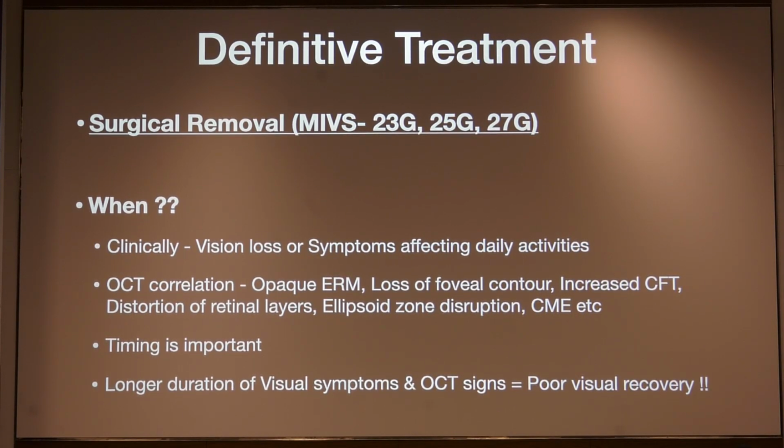Like I said, grade 3 and 4 are the ones. Features here would be an opaque ERM or maybe a loss of foveal contour. Ellipsoid zone disruption is a very important sign, increased foveal thickness, etc. Timing is also important because the longer the duration of visual symptoms and OCT signs, the poorer the visual recovery.